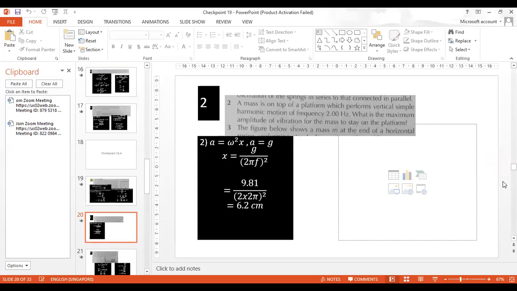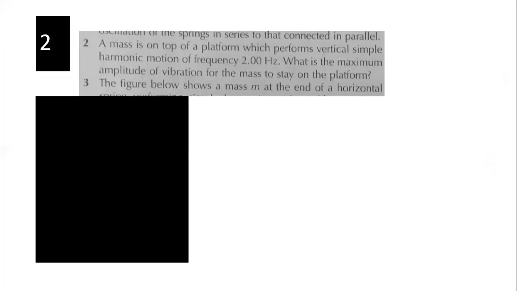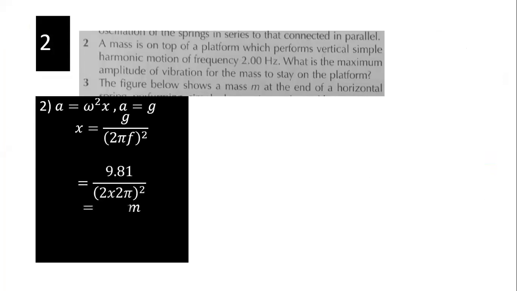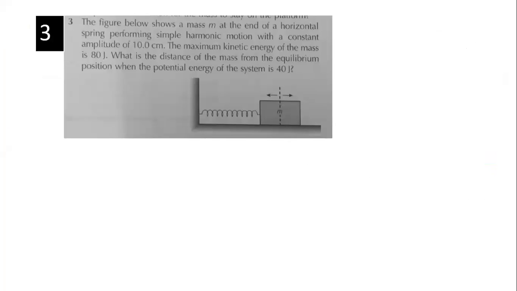Okay, we have done this one. Right, you can try doing this one. The figure below shows a mass M at the end of a horizontal spring performing simple harmonic motion with a constant amplitude 10 cm. Maximum kinetic energy of the mass is 80 joule. What is the distance of the mass from the equilibrium position when the potential energy of the system is 40 joule?